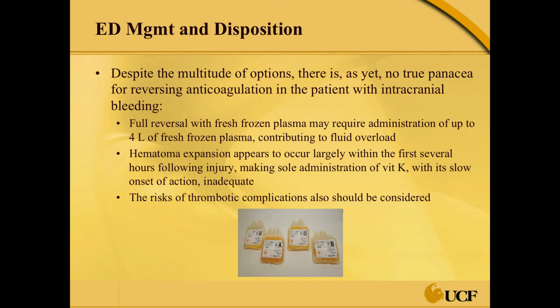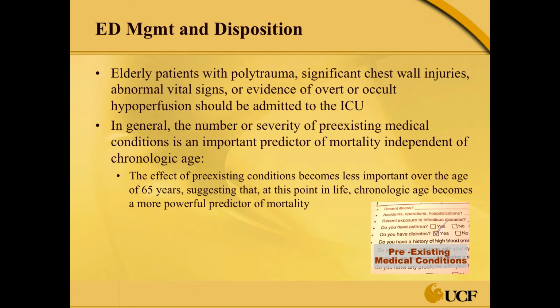All right. Despite the multitude of options, there is as yet no true panacea for reversing anticoagulation in patients with intracranial bleeding. Full reversal with fresh frozen plasma may require administration of up to 4 liters of FFP. And of course, give anybody 4 liters of anything and you're going to overload their fluid. Hematoma expansion appears to occur largely within the first several hours of an injury, making sole administration of vitamin K, with a very slow onset of action, inadequate.